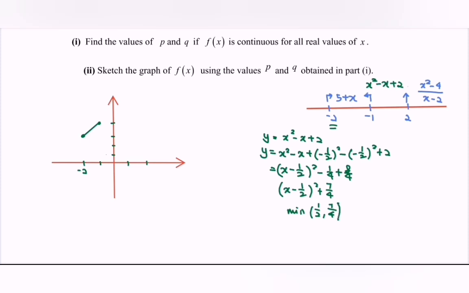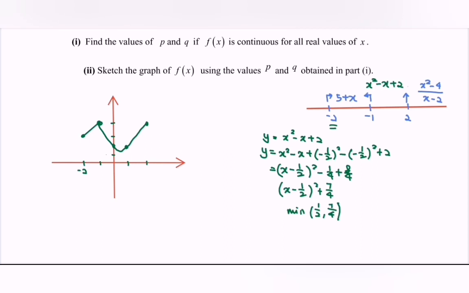If we substitute negative 1, we will have the value 4, so an empty circle. If we substitute 0, we will have the value 2. If we substitute 1, we will have the value 2. Next, if we substitute 2, we will have the value 4. So from here, we have the minimum point at 1 over 2. So the graph will be something like this. That is the curve for x squared minus x plus 2.